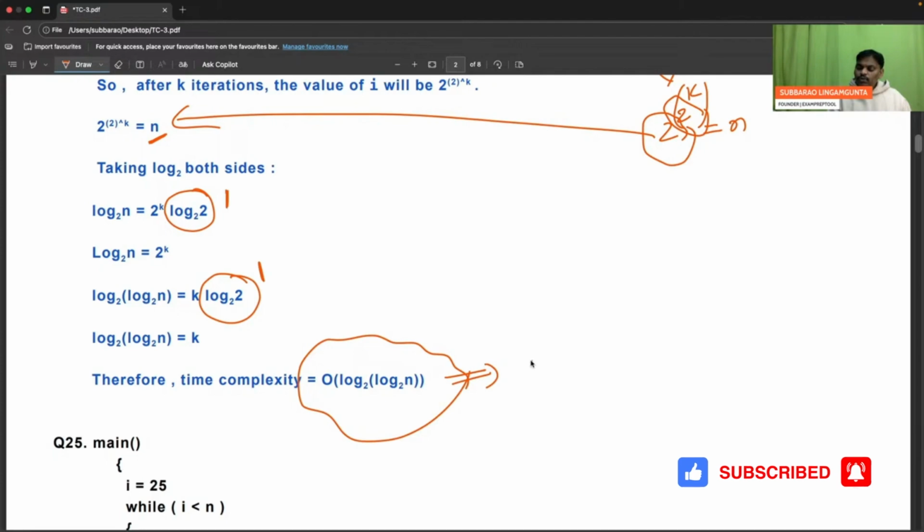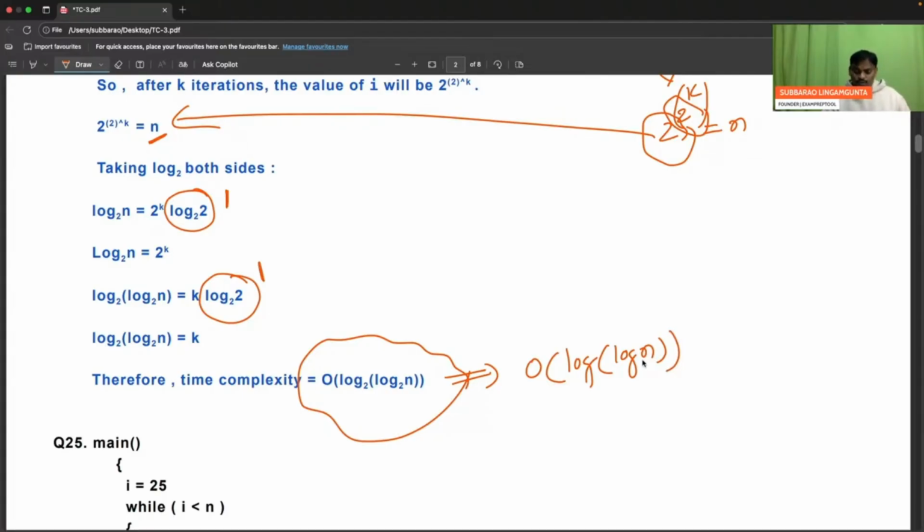So time complexity is log log n base 2. You can also write it as log of log n. If you don't write the base, no problem, because anyhow it is constant. It is an excellent problem.